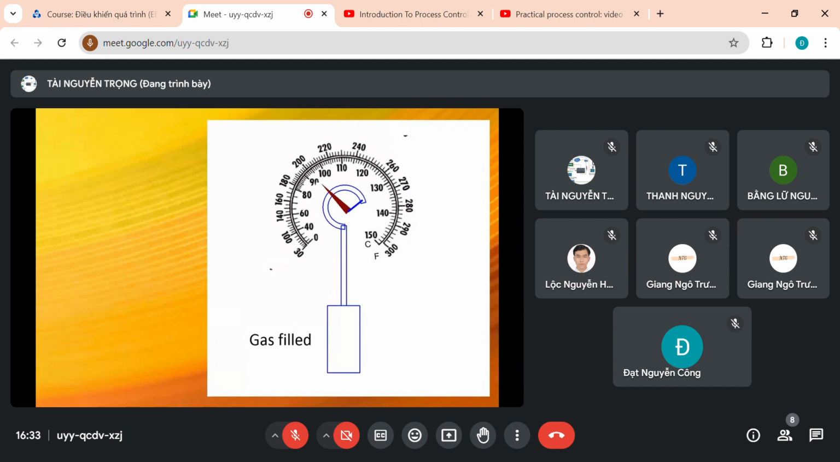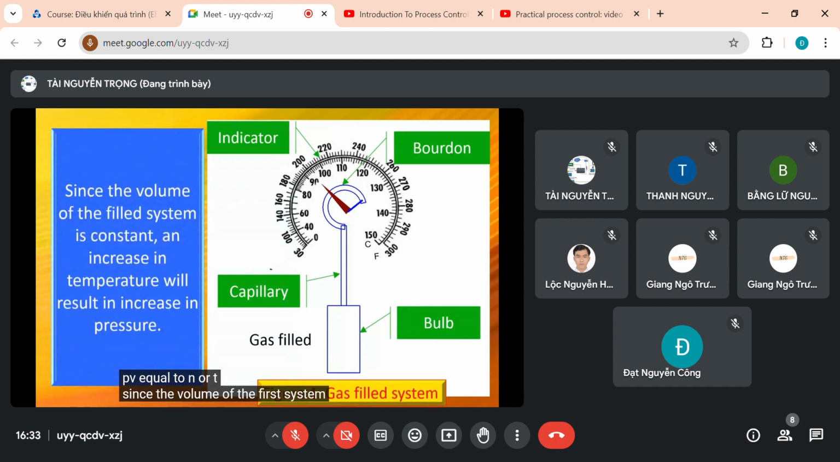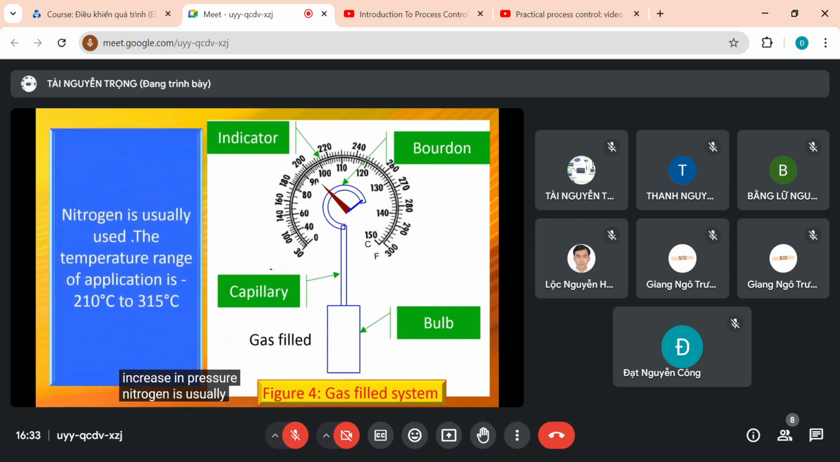As per the equation, PV equals nRT. Since the volume of the fluid system is constant, an increase in temperature will result in an increase in pressure. Nitrogen is usually used. The temperature range of application is minus 210 degrees centigrade to 315 degrees centigrade.